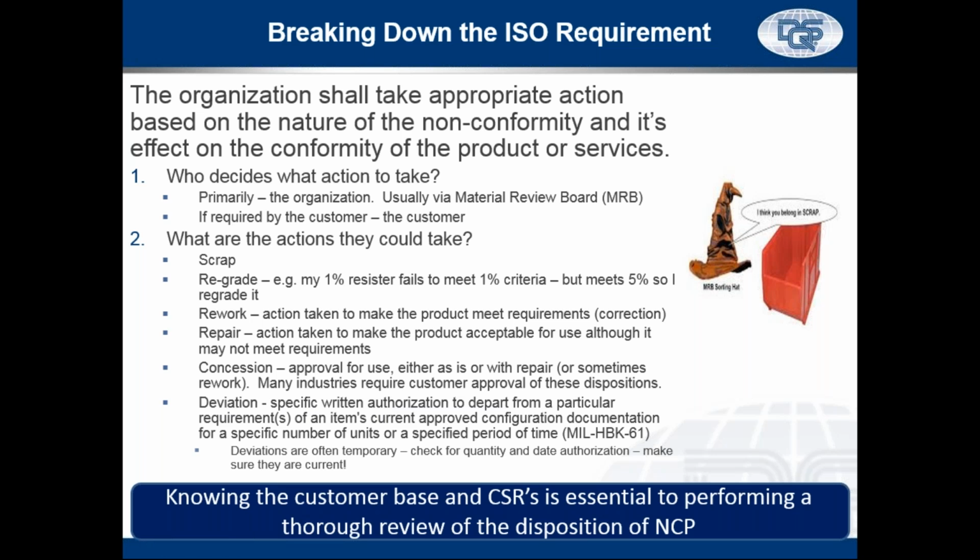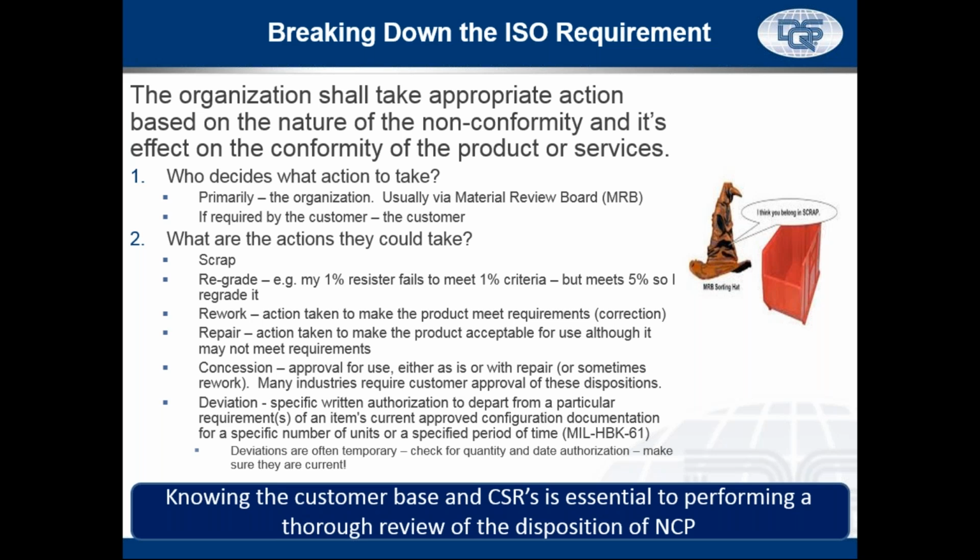So deviations are sort of an industry-specific thing. We see them in automotive, we see them in aerospace, other industries. They're written authorization to depart from a requirement. So there used to be deviations and waivers. Now there's only deviations in the government. Government's Mill Handbook 61. The reason I bring up deviations is to put the concept out there because they're often temporary in nature. So they're approved for a time frame, they're approved for lots, they're approved for serial numbers.